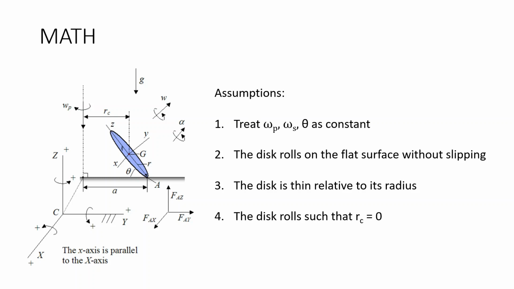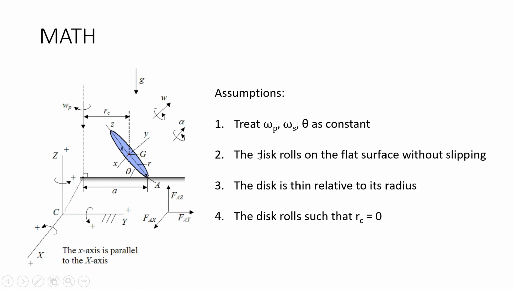For the math part, we are going to prove how theta is related to the angular velocity of the disk. First, we define some parameters, and we have some assumptions. 1. Treat these parameters as constant, since they change slowly in reality.